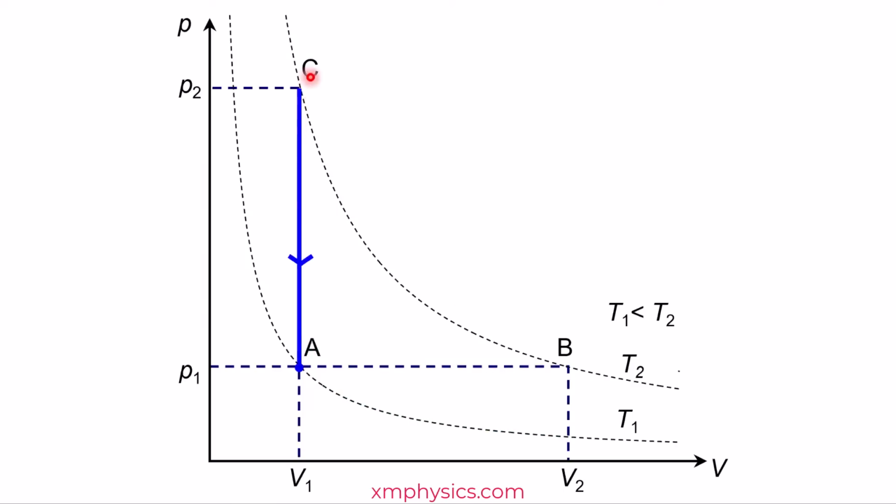Now what about during process CA? What is the work done by the gas or on the gas? Notice this time there's no change in volume, so work done is 0.